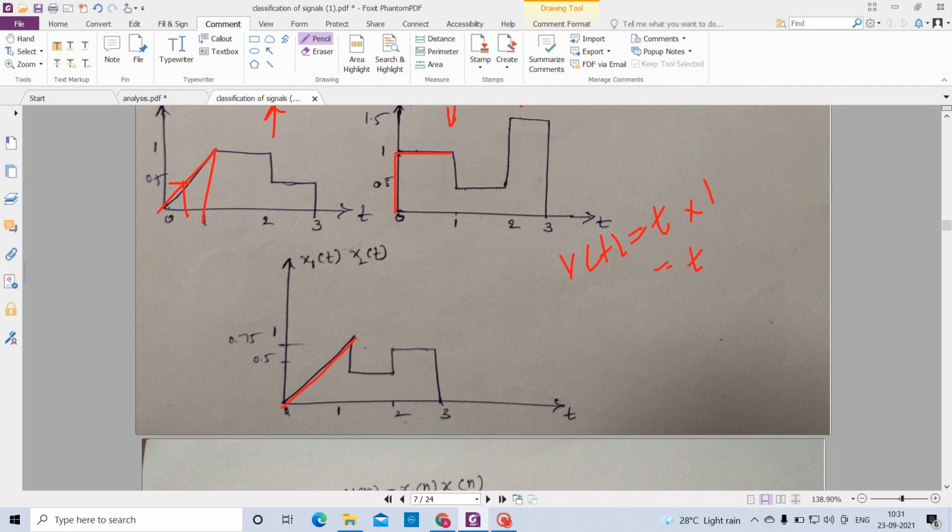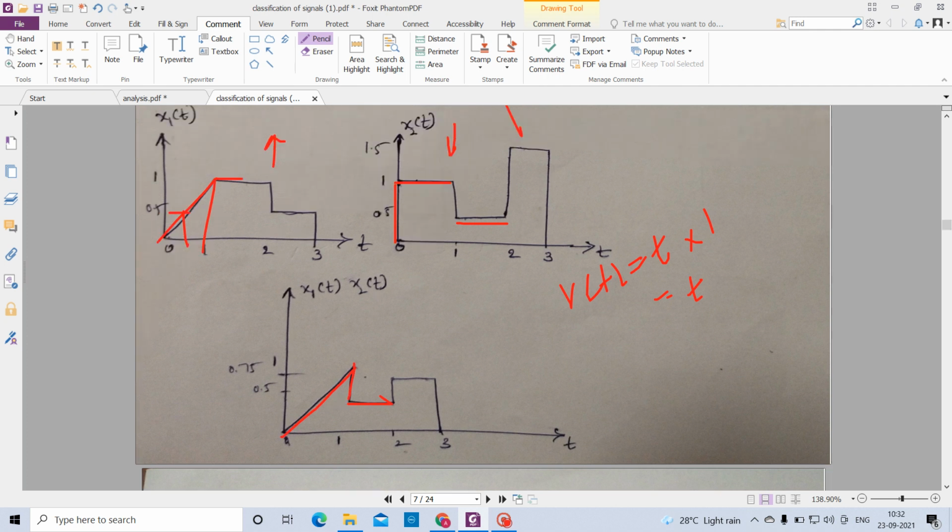Now I am going to multiply the amplitudes between the time period 1 and 2. Here x1 of t is 0.5 and x2 of t is 1. The 1 is multiplied with the 0.5, and we get again 0.5 as output.